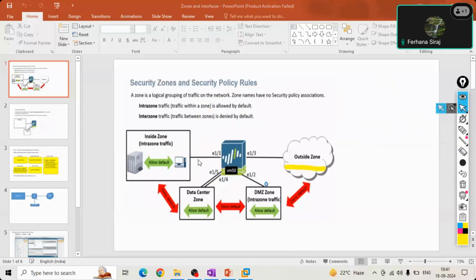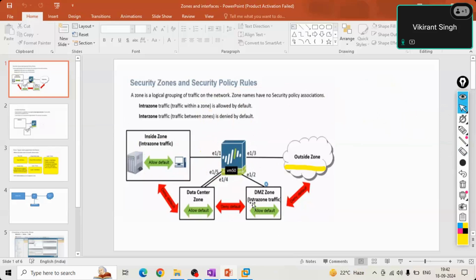Take the DMZ zone, which sits between the outside and the inside. Intrazone means within the DMZ zone. Suppose one data center has a DMZ zone and the other data center has the same DMZ zone. The traffic from one data center to the other will be allowed by default. I'm talking about a virtually deployed firewall; it is not practically possible otherwise. Both DMZ zones have the same subnet, and same-subnet traffic is allowed by default.